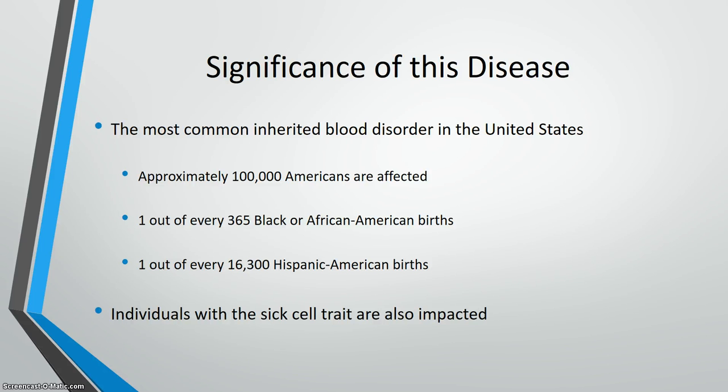So sickle cell anemia is the most common inherited blood disorder in the United States. Approximately 100,000 Americans are affected by this, and most of them are of African origin. So, one out of every 365 Black or African American births is a baby that has sickle cell anemia. As for Hispanic Americans, it's only one out of every 16,300 births. Now, obviously, since this is a good amount of the population, having a reliable cure for sickle cell anemia will benefit a lot of them, or all of them, pretty much.